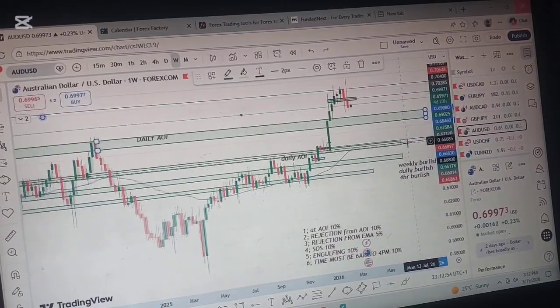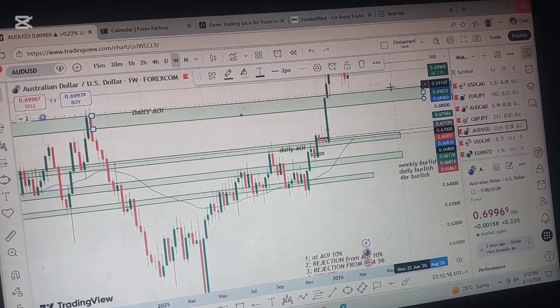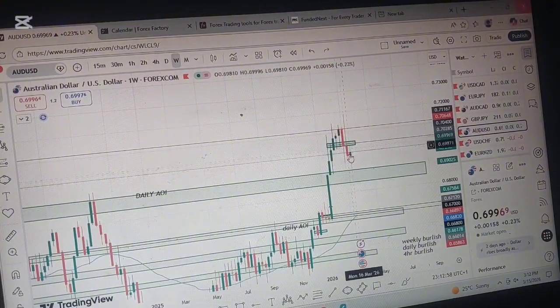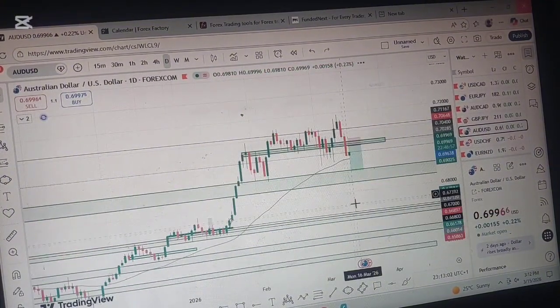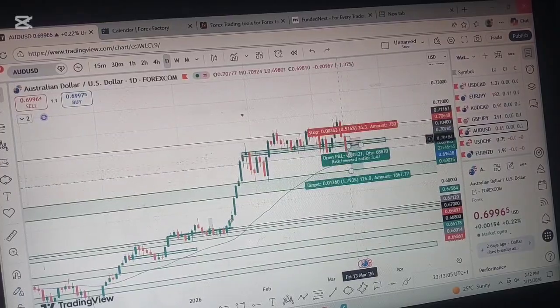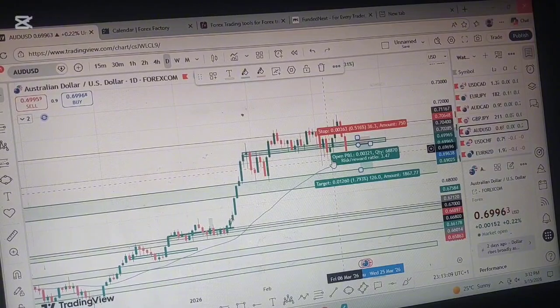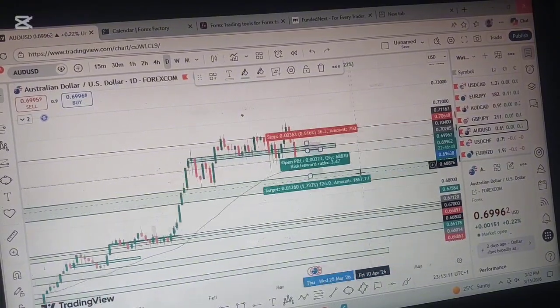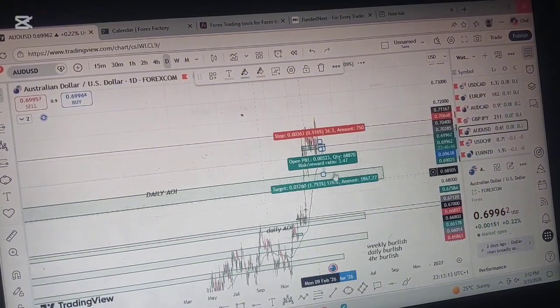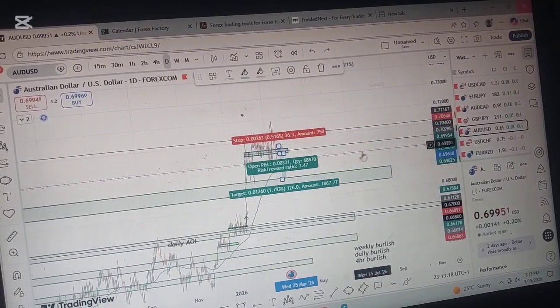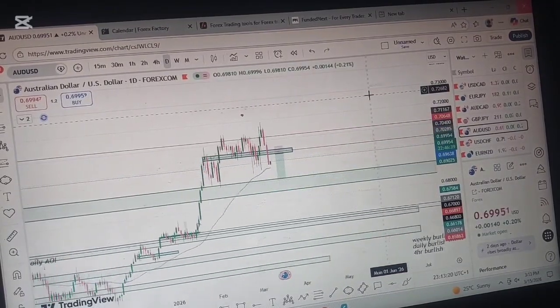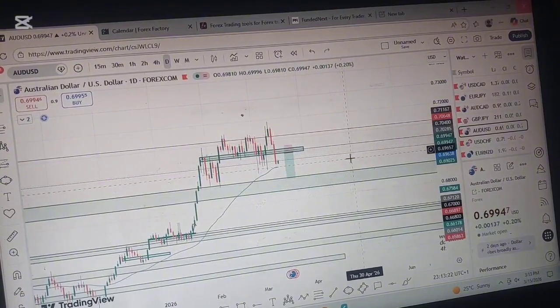But I can see a potential entry around here, so I'll be waiting for the pullback to this area of interest so I can take the trade to the downside. Once I get to this daily area of interest, then I swing trade it to the upside. Are you getting me? So that's what I'm expecting. AUD USD, it's a high risk trade. I don't recommend you guys to take the trade.